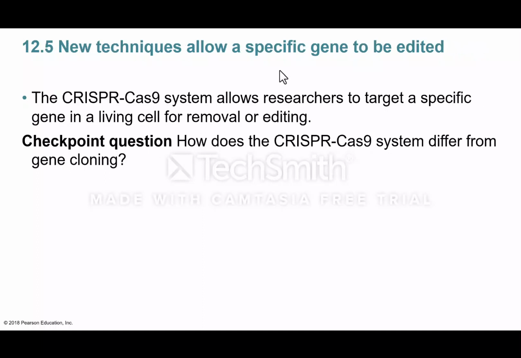Okay, so all this technology is great, but what can we use it for? All right, so they have developed this thing called CRISPR-Cas9. You're going to do a worksheet on it, and it is literally the coolest. What it does is it actually allows you to target a specific gene in a cell that is living and either remove the gene or edit the gene, okay? So here's how it works.